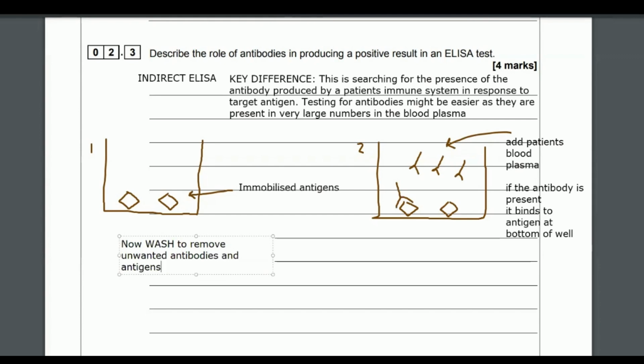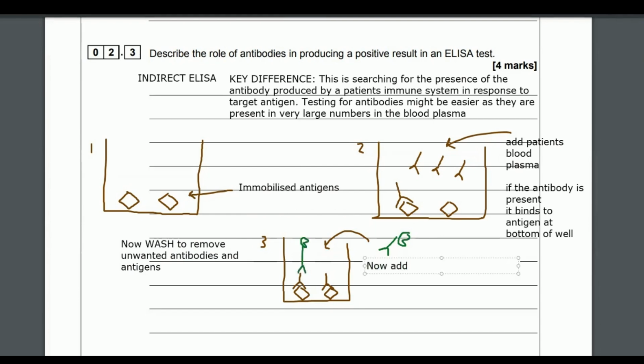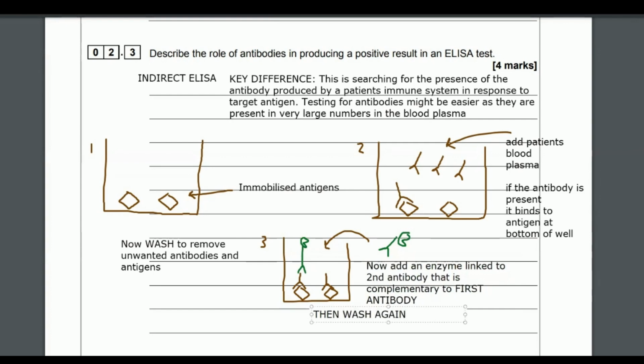Now we wash it to remove any antibodies that haven't bound, and if the person is HIV free, then they won't have any antibodies bind to the antigen. So we do a washing here. The next step is to add the second antibody, and just like in direct ELISA, what you have to remember, because it will be on all the mark schemes, the second antibody is the one with the enzyme attached, the enzyme linked antibody. So we add that, and now, unlike in direct ELISA, it's not complementary to the antigen, it's complementary to the first antibody.